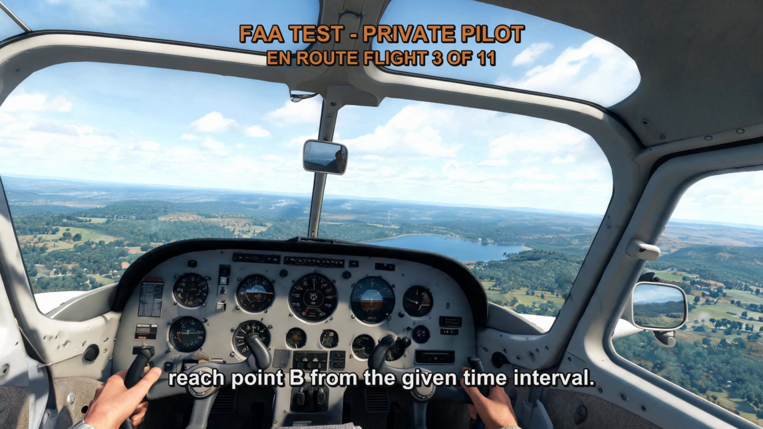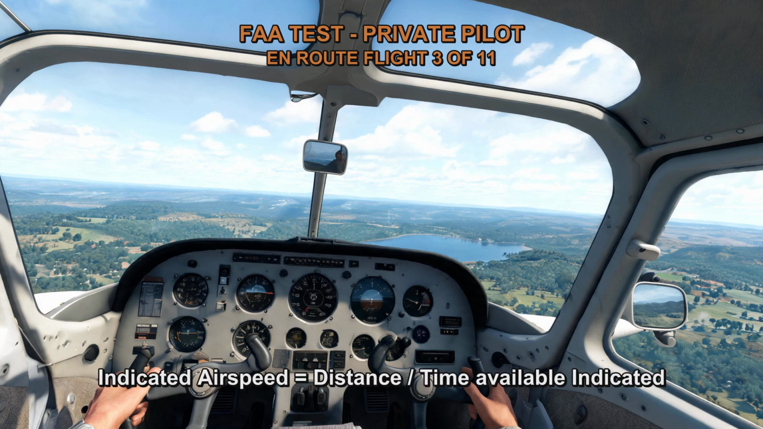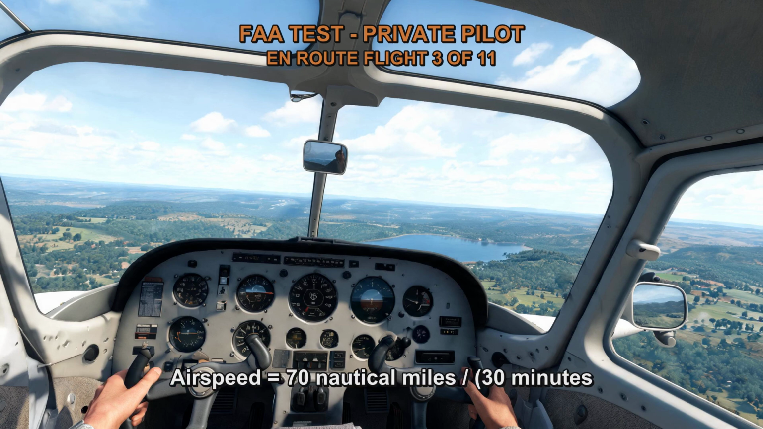Calculate the time available to reach point B from the given time interval. Time available equals time at point B minus time at point A. Time available equals 1530 hours minus 1500 hours equals 30 minutes. Determine the required indicated airspeed. Indicated airspeed equals distance / time available. Indicated airspeed equals 70 nautical miles / (30 minutes / 60 minutes per hour) equals 140 knots. Therefore, the required indicated airspeed to reach point B on schedule is approximately 140 knots. Since none of the given options match exactly, we can round the value. The closest option is 137 knots.